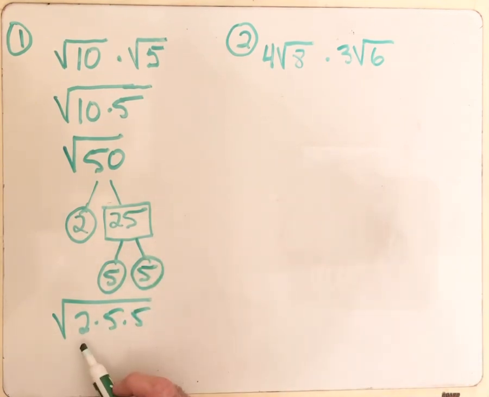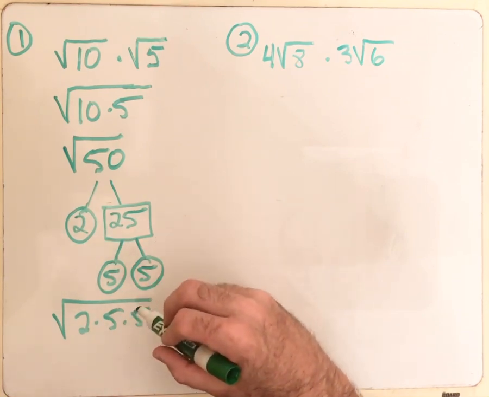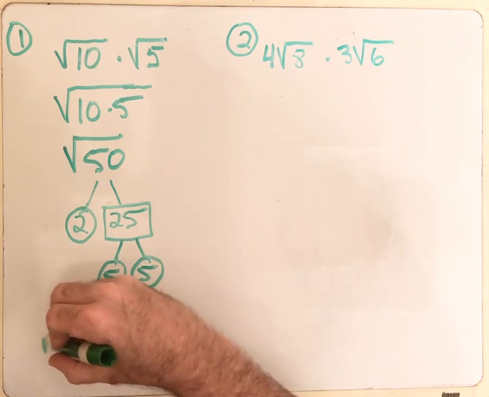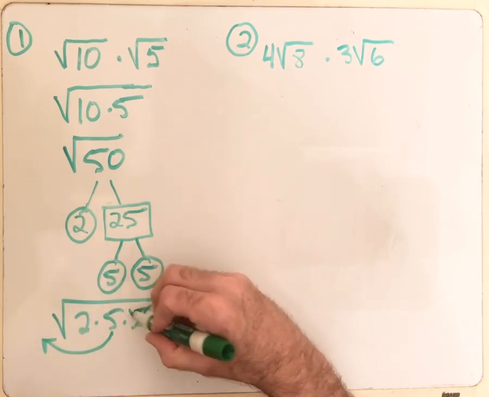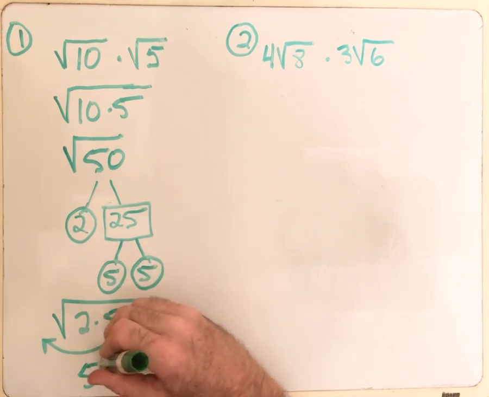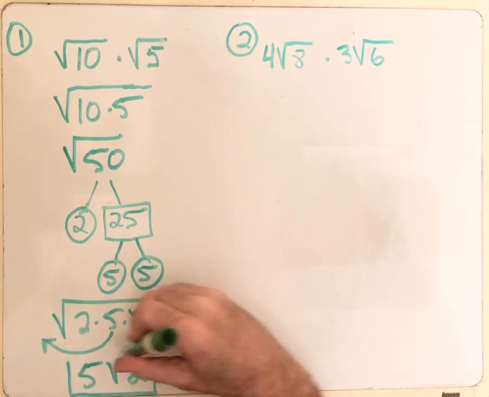The 2 is single. It has to stay inside the house. Unless there are pairs, we can't break them out. We can't factor this 2 out because I don't know what the square root of 2 is. I do know that 5 times 5 is 25, so the square root of 25 is 5. So I get to take one of these 5s out, and I'm going to get rid of the other one. So this 5 comes out, the square root of 2 stays in, and I'm all done.